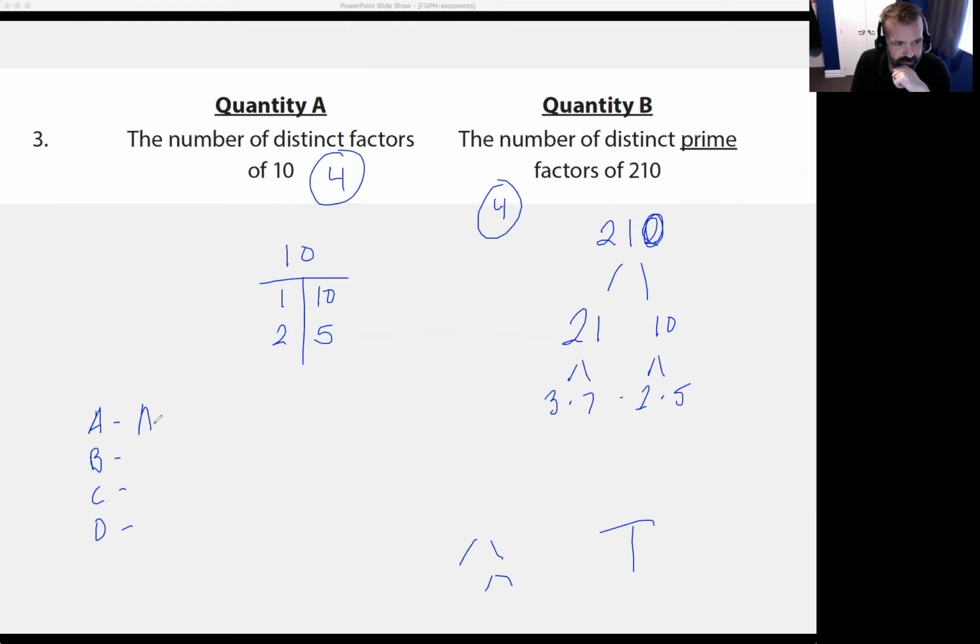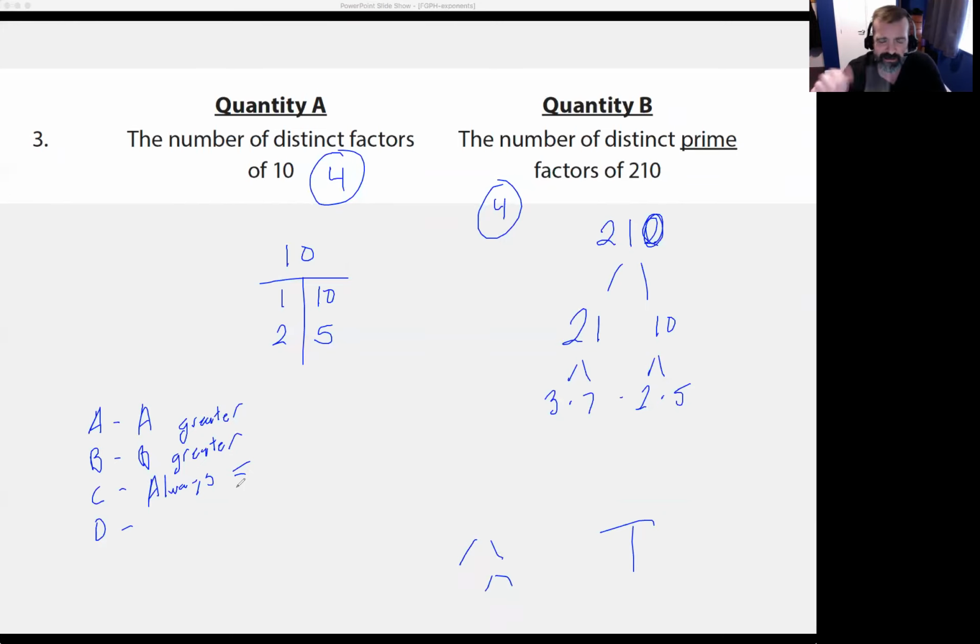A is greater. So if A is greater, we're going to pick quantity A. We would pick B, why? If B is greater, great. Why would you pick C? If they're always equal, no matter what, so they're always equal to each other. And D means what? Yeah, it cannot be determined from the information given.